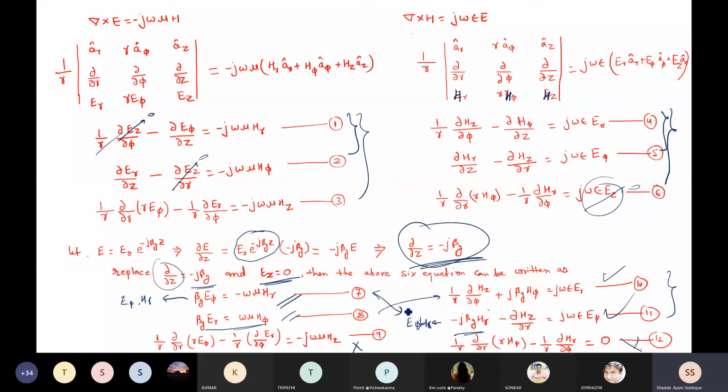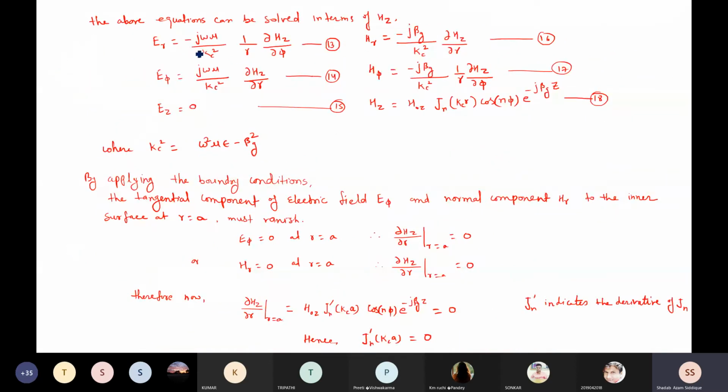Similarly, in these two equations we have Er and Hφ, so Er and Hφ can also be found in terms of Hz. We have found Er, Eφ, Hr and Hφ, and already we know Hz and already we know Ez.